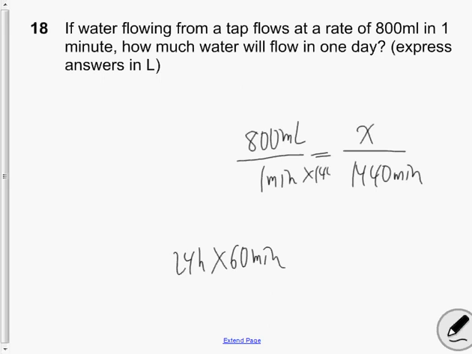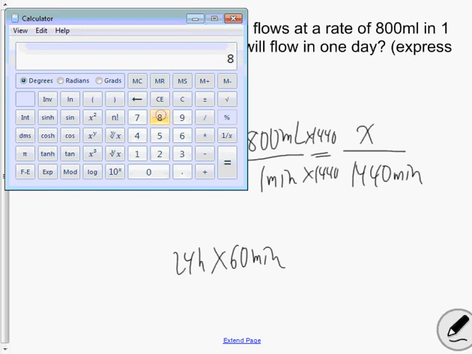Multiply this by 1440. 800 multiplied by 1440, I get 1,152,000 milliliters, but it says express your answer in liters. Since there are 1,000 milliliters in a liter, I have to divide this by 1,000, and that will tell me the answer is 1,152 liters.